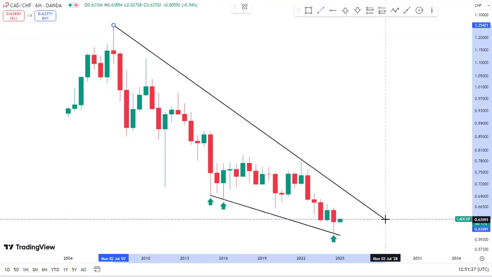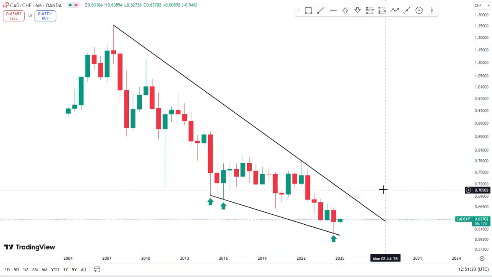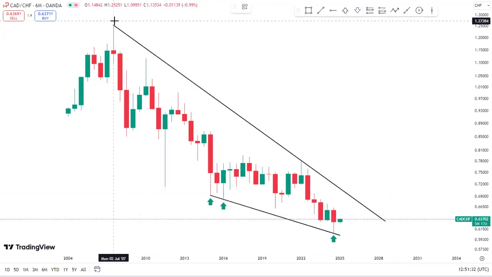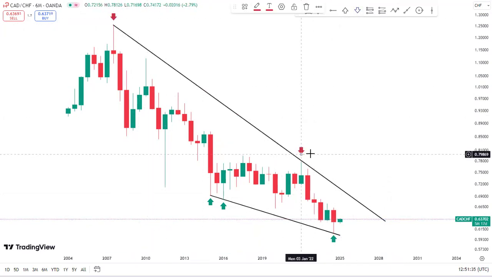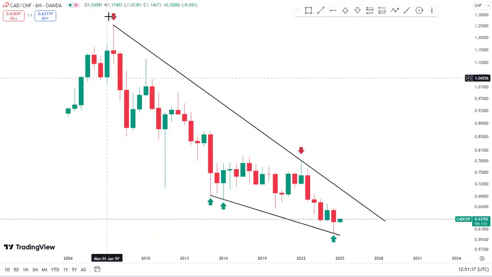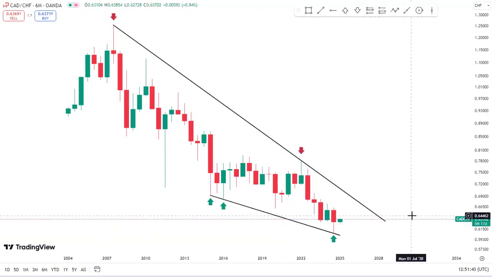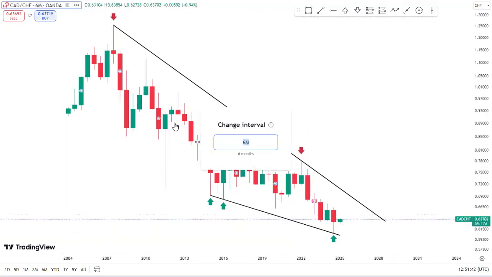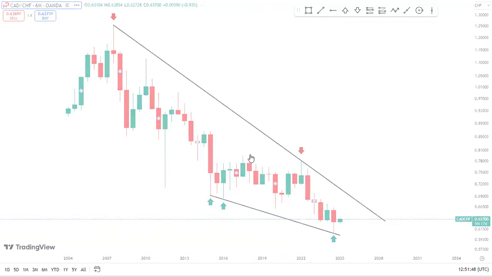Look at this. What do we have here on 12 months? A trend looking like this. Trend line looking like that. First time, second time, right? Now we go down with the time frame. We go to 3 months.